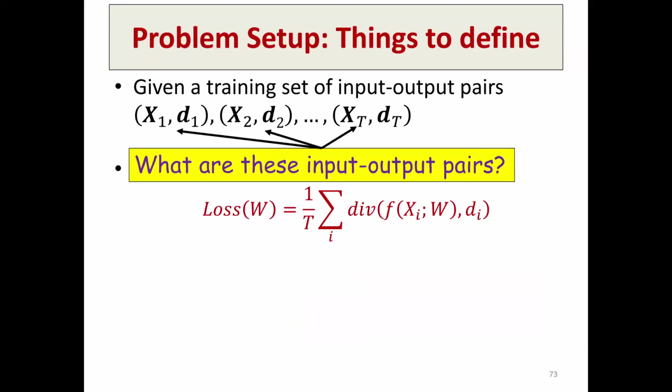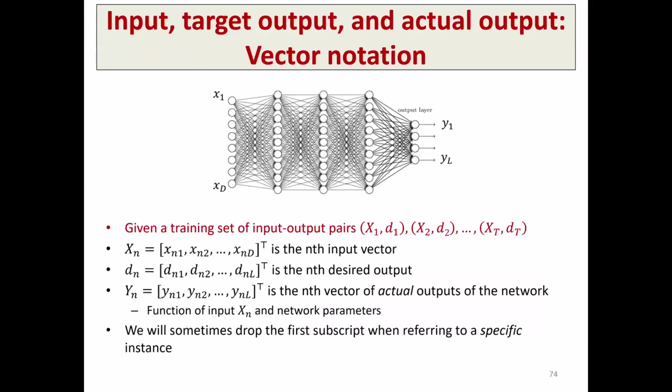What are these? The input-output pairs. Now, for this, we have to consider that there are 3 different things going on here. One is the input itself.